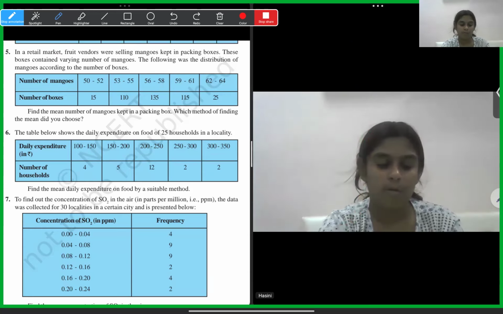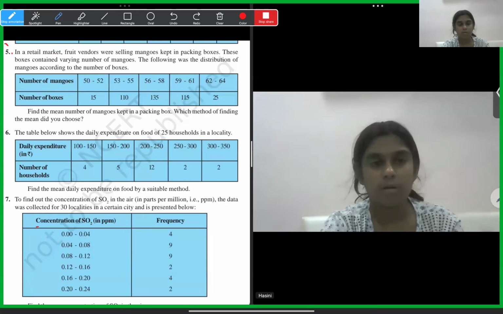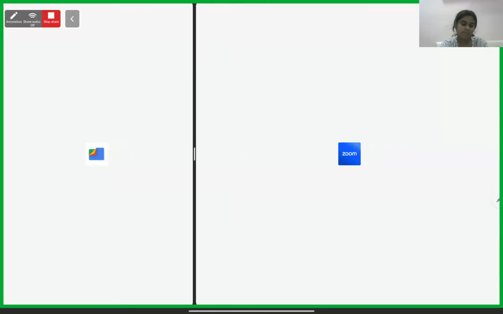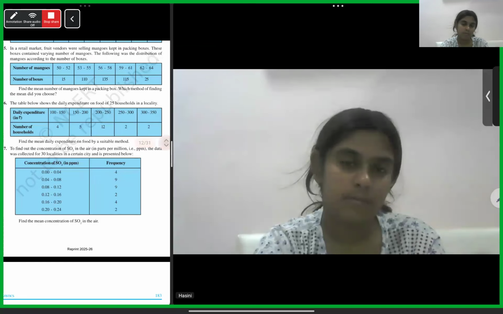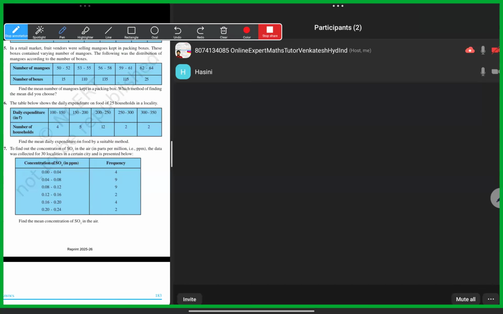Yes, Hasni. So now the first step, Hasni, is writing the class intervals by making them continuous, in the fifth question. Fifth one I am doing now. So Hasni, class intervals column first, then frequency column, then xi column. I'll finish these first, Hasni.